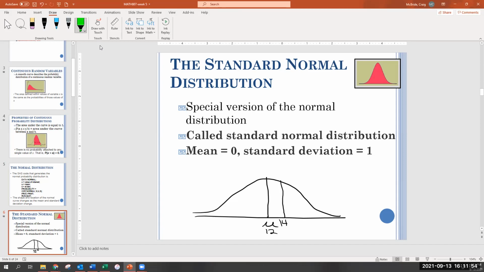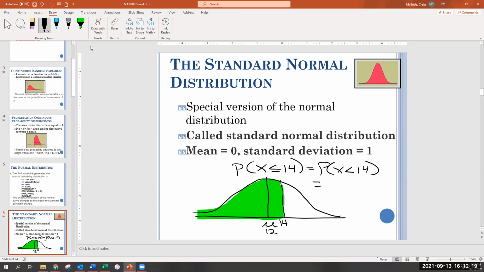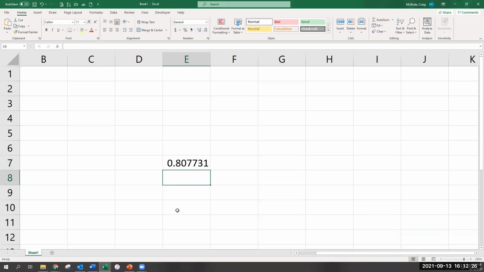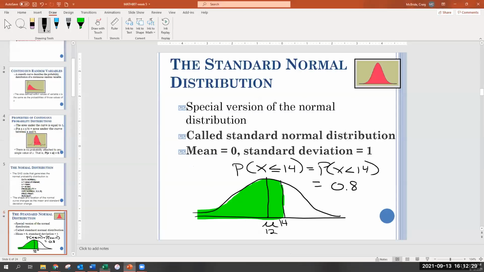And basically the cumulative density function, right? The normal CDF, all it's doing is giving us all of that area. And all of that area represents the probability that X is less than or equal to 14, which is the exact same thing as the probability of X is strictly less than 14, which equals, it was like 0.8 something, wasn't it? 0.077. So we'll put 0.808.